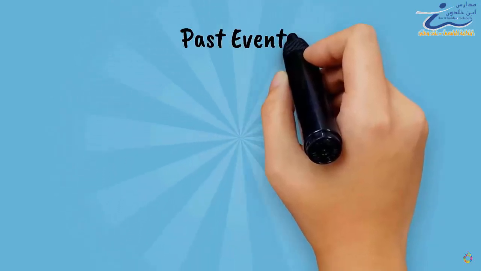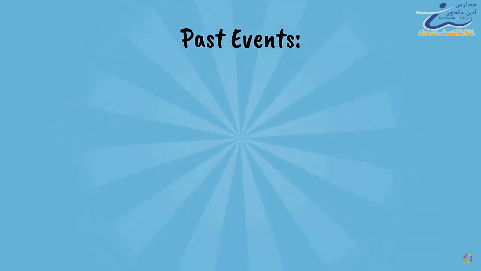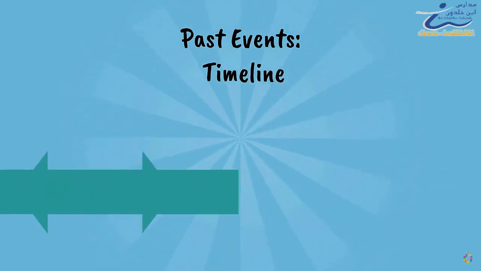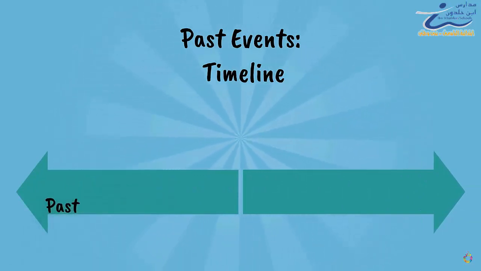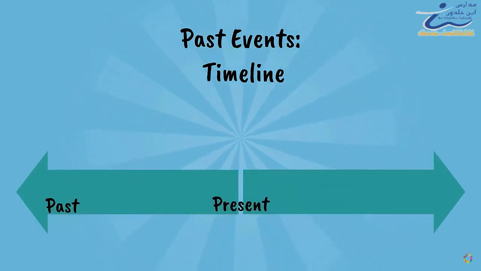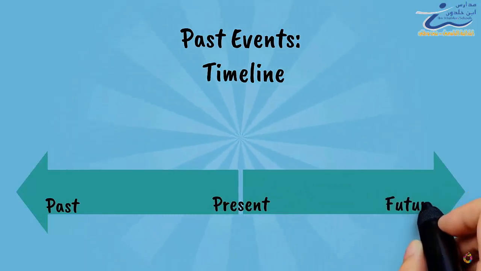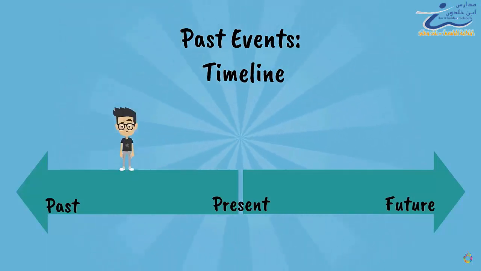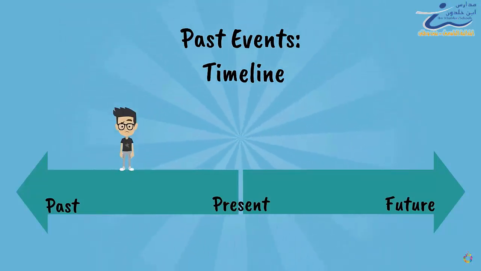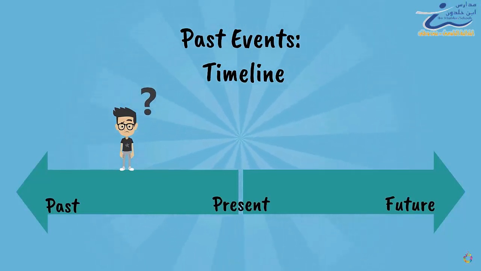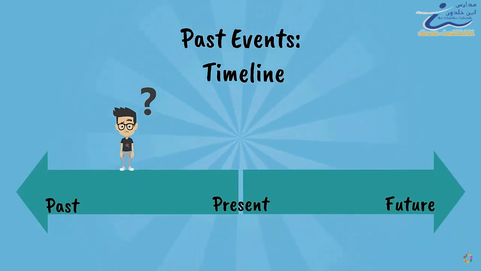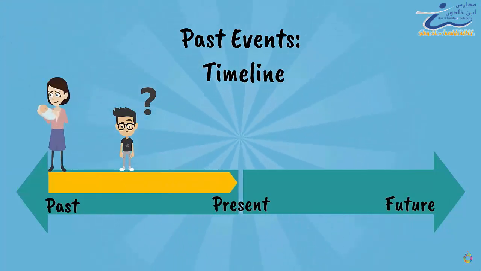The first function is talking about past events. To understand the past events function, let's use a timeline. So on the left, we have the past. In the middle, we have the present. And on the right, we have the future. The present perfect simple indicates that something happened in the past, but we don't know when it happened. We just know that it happened sometime in the past between the day that you were born until now.